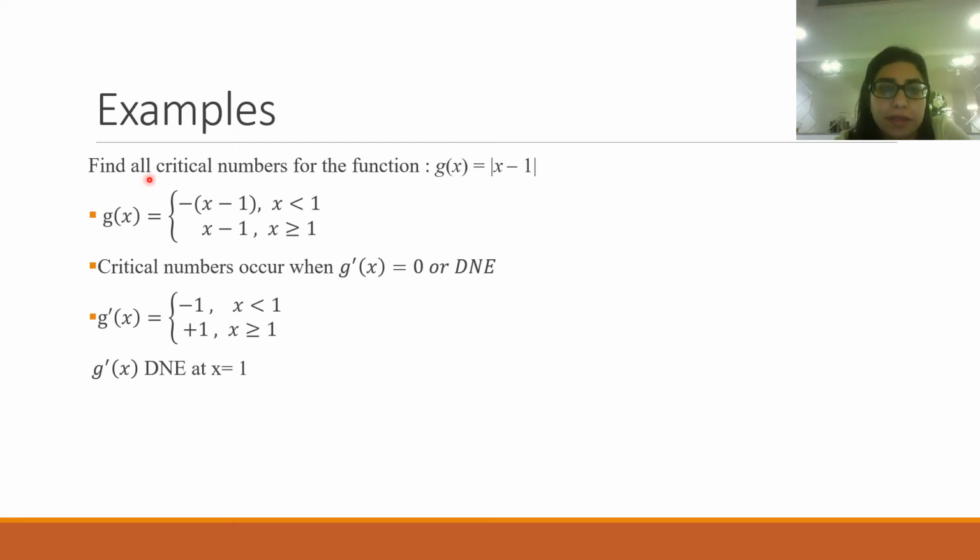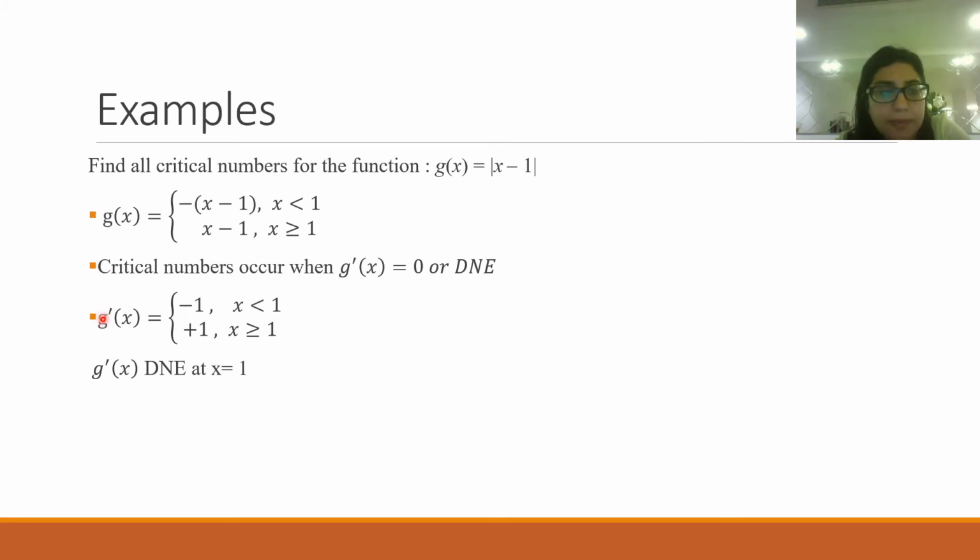Okay, before I find the critical numbers, I will redefine my function. Absolute value of x minus 1 is going to be negative x minus 1 if x is smaller than 1, and it's positive x minus 1 if x is greater than or equal to 1. This is the function. Again, critical numbers occur when the derivative equals 0 or does not exist.